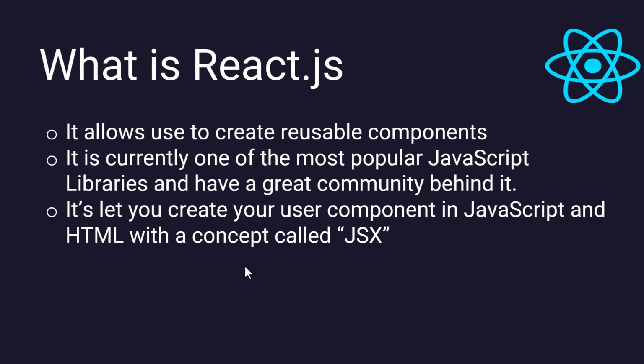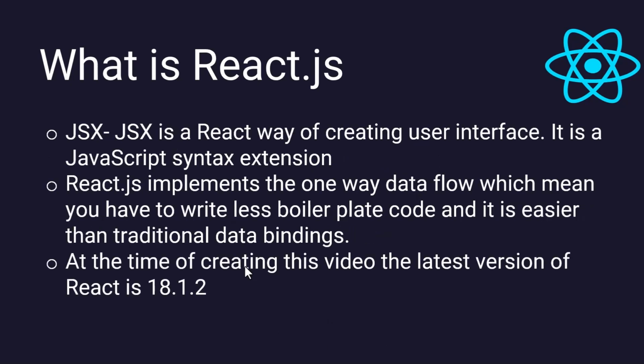It lets you create your user components in JavaScript and HTML with a concept called JSX. JSX is a way to create user components, and it is a JavaScript syntax extension. We are going to look at all the features of JSX in the forthcoming videos, so don't worry about that. Basically, JSX is used in React.js to create UI, so that's the important part. Another feature of React.js is that it implements one-way data flow, which means you have to write very little boilerplate code, and it is easier than the traditional data binding or two-way binding methods.